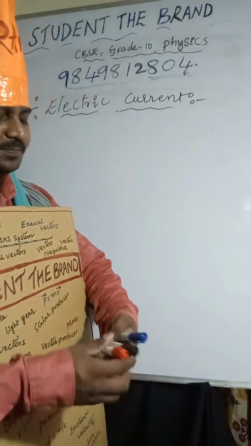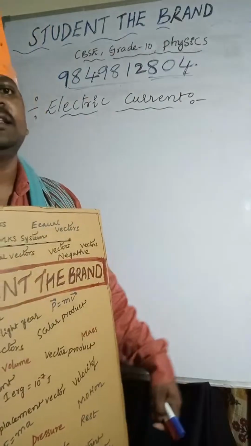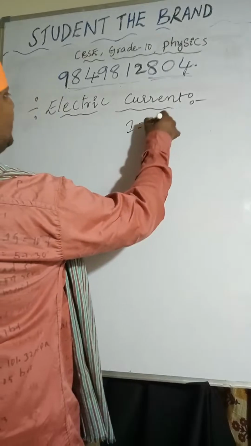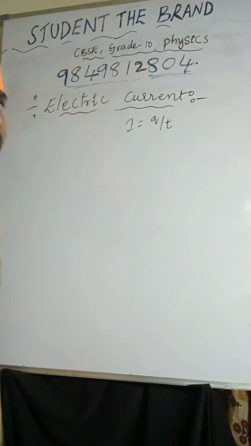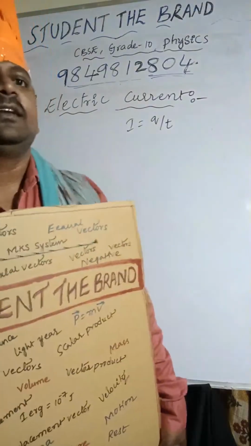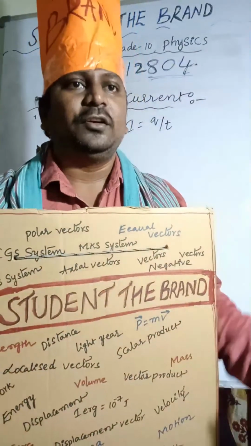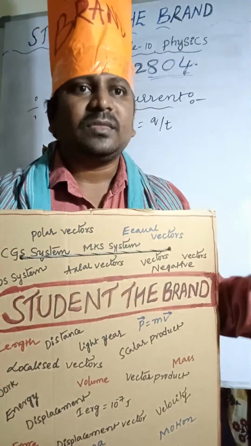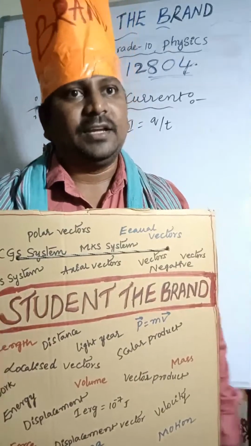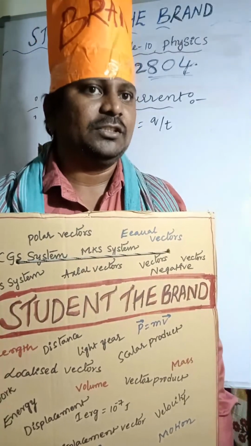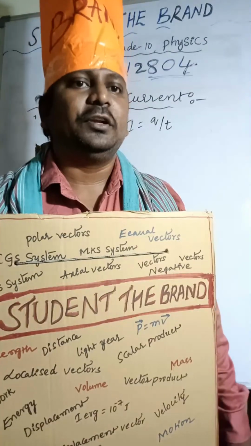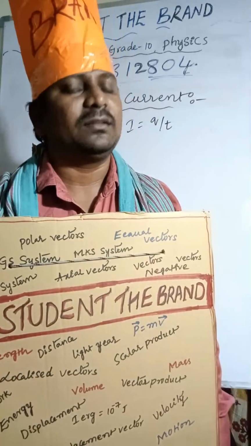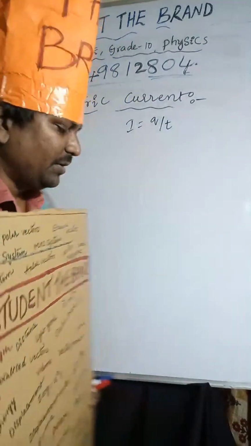So you can observe here, electric current. Electric current is nothing but the rate of flow of charge. Electric current I equal to Q by T. The flow of charge through unit cross section area per second is called electric current. The SI unit of current is ampere. The SI unit of charge is coulomb.